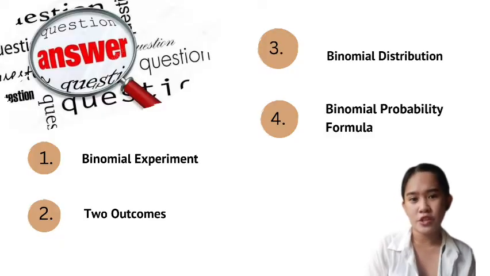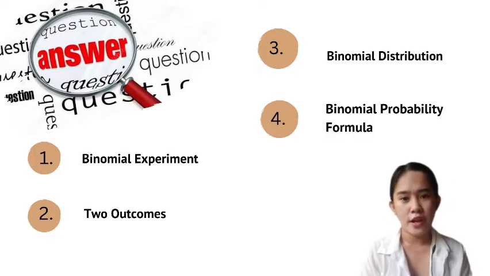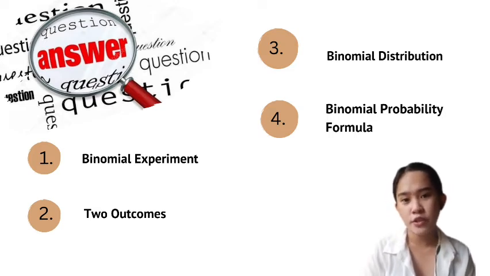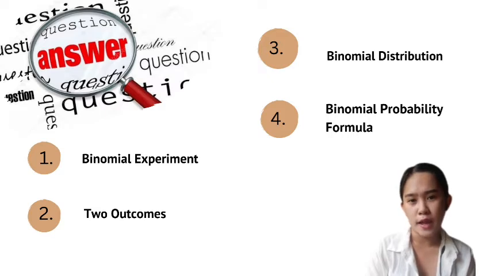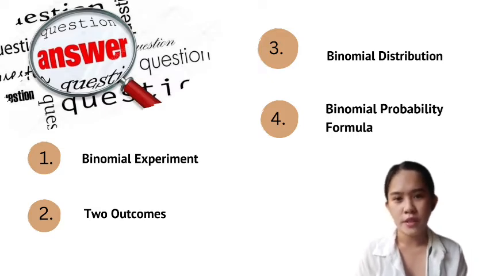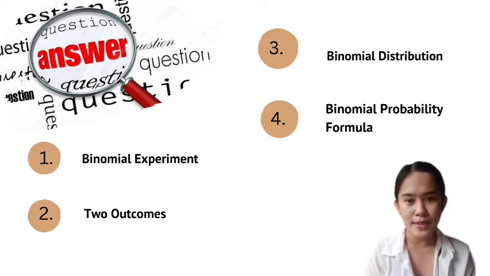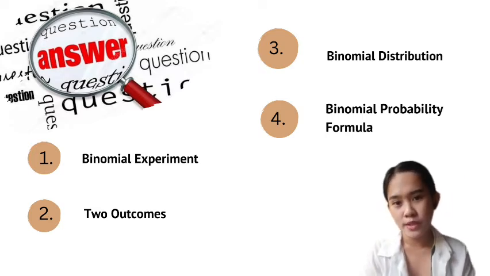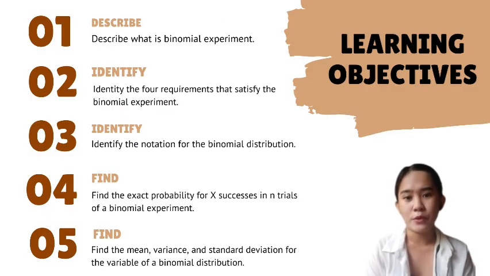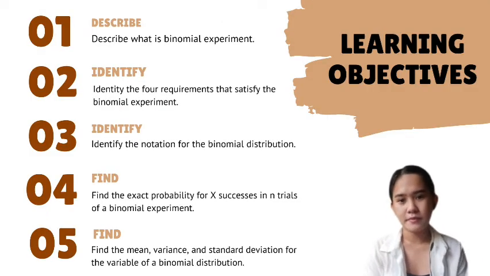In summarization of our answers, the words are binomial experiment, 2 outcomes, binomial distribution, and binomial probability formula. So according to these words, I believe everyone already has an idea or glimpse of what my topic is mostly about. But before proceeding to the discussion proper, let me read the following objectives.